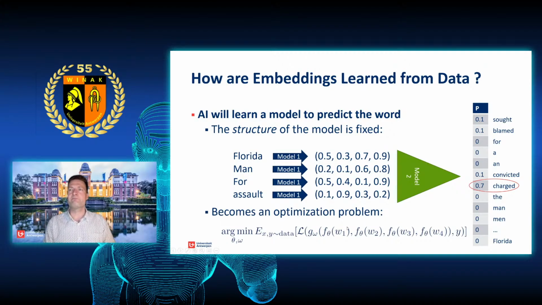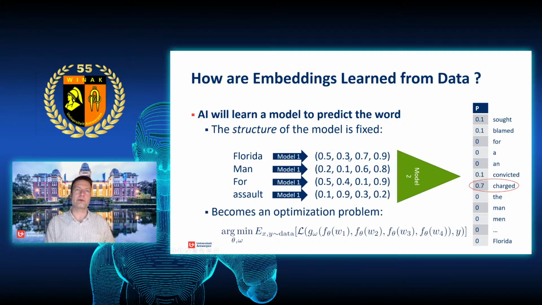Let me explain this. Basically we have a lot of examples. So here for the input Florida man for assault, the correct answer is charged. So we will have a function that will express how good the output given by our model is for this particular problem. And that is what is called the loss function. That is what L stands for. So we have charged as the correct answer, and we will compute the loss of the prediction that we make with respect to the correct answer. So here, for instance, we could take a very simple loss function, just the difference. It should be charged, and we give a score of 0.7. So our loss is 0.3.